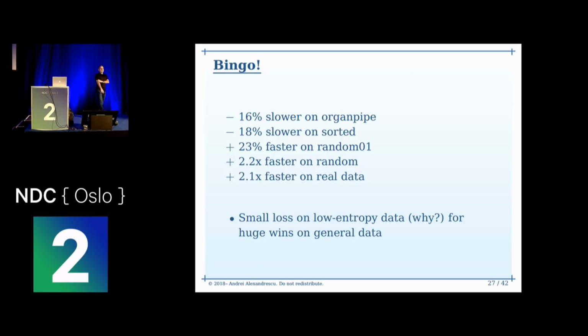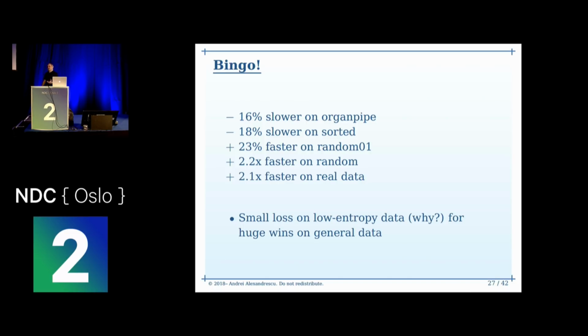You get a 16% loss on organ pipe. You get an 18% loss on sorted. So friends, if that were the only data you tested on, you'd move on. Right? You see my point? You want to measure on different data shapes. However, it's 23% faster on random 0, 1. And by that one, I was like, there's something interesting here. And it's over 2 times faster on random and on real data, which is the most interesting stuff we want to work on. So this is a huge win.